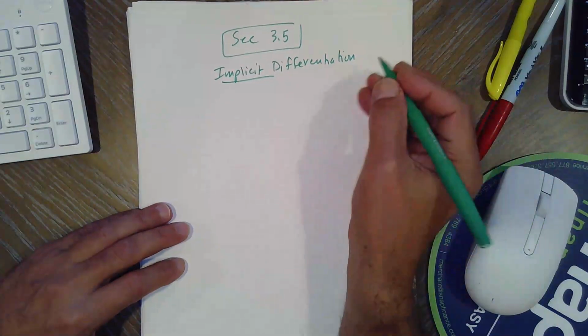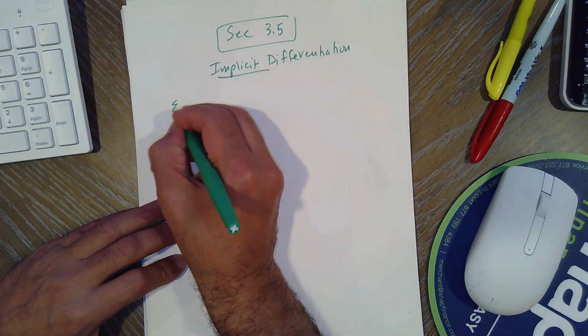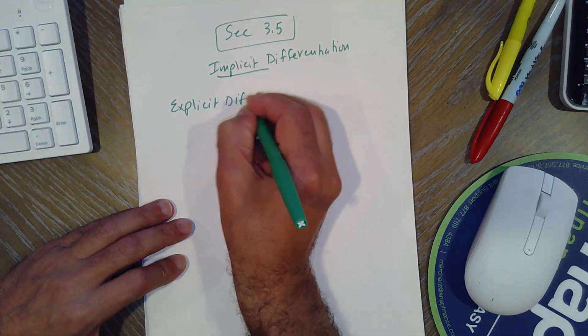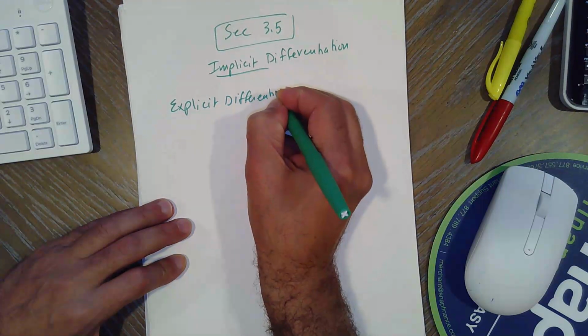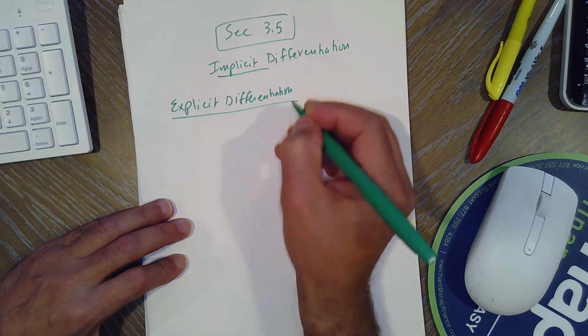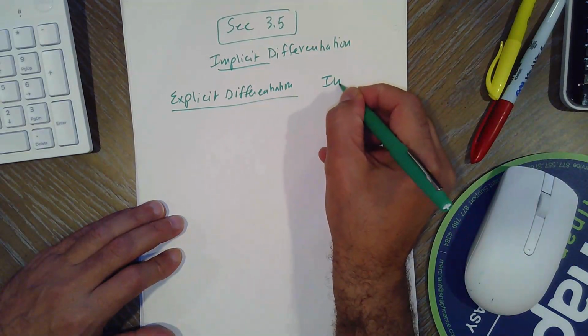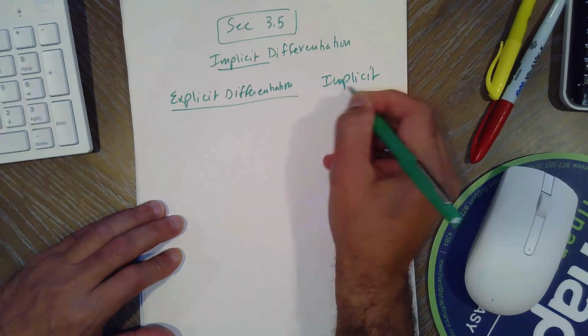Well, all the derivatives that we've been doing are actually called explicit differentiation. Why explicit? Because y was always a function of x. It was y equal f of x. Implicit, it doesn't have to be that way, okay?